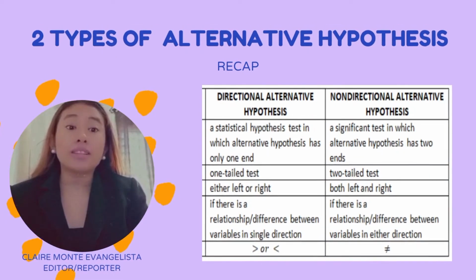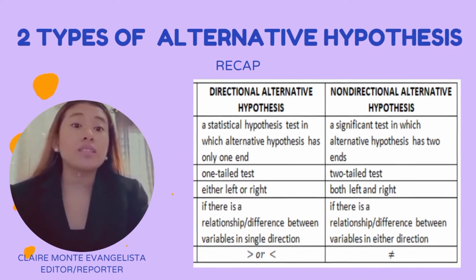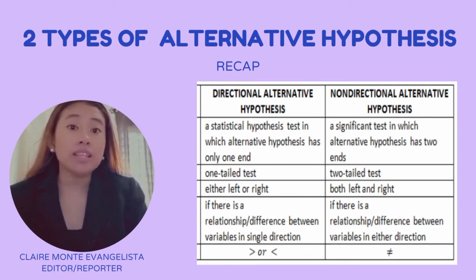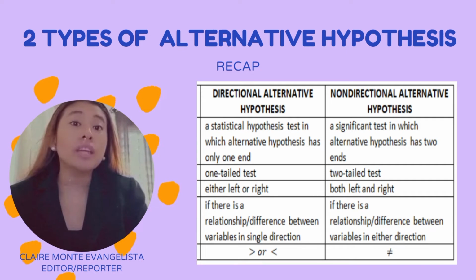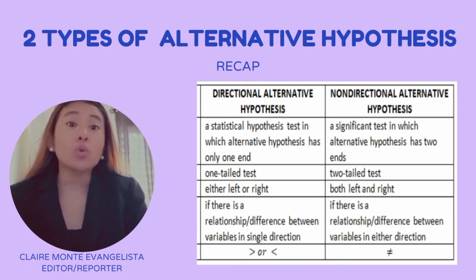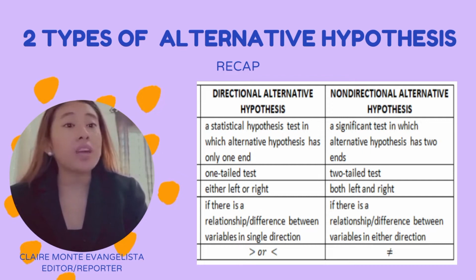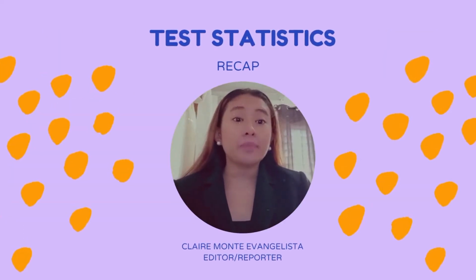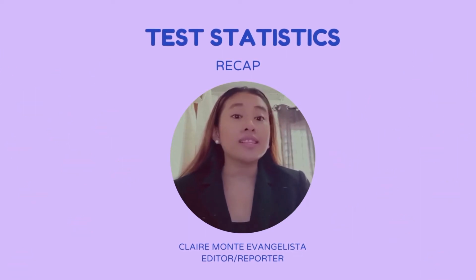In alternative hypothesis, there are 2 categories, which are directional and non-directional. Directional alternative hypothesis is a one-tailed test. It is a statistical hypothesis test in which the alternative hypothesis has only one end, either left or right. Meanwhile, non-directional alternative hypothesis is a 2-tailed test, a significance test in which the alternative hypothesis has 2 ends, both left and right.